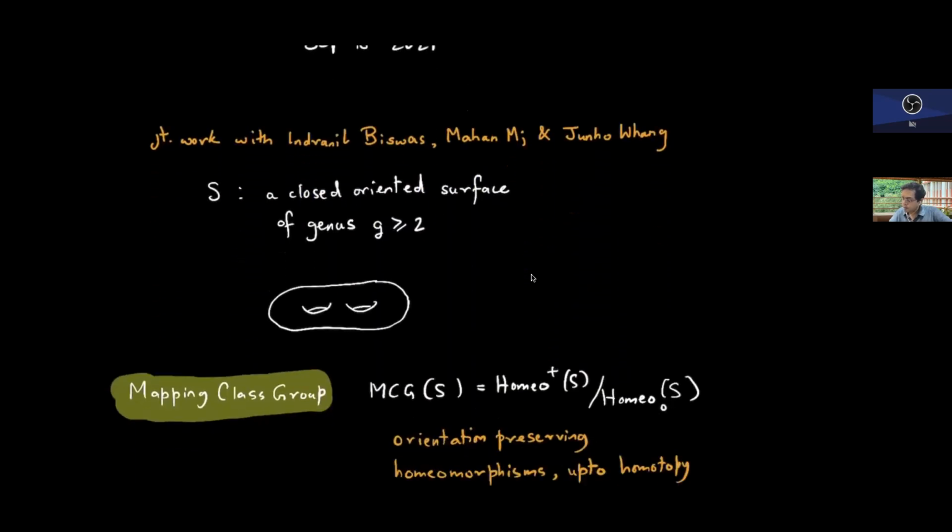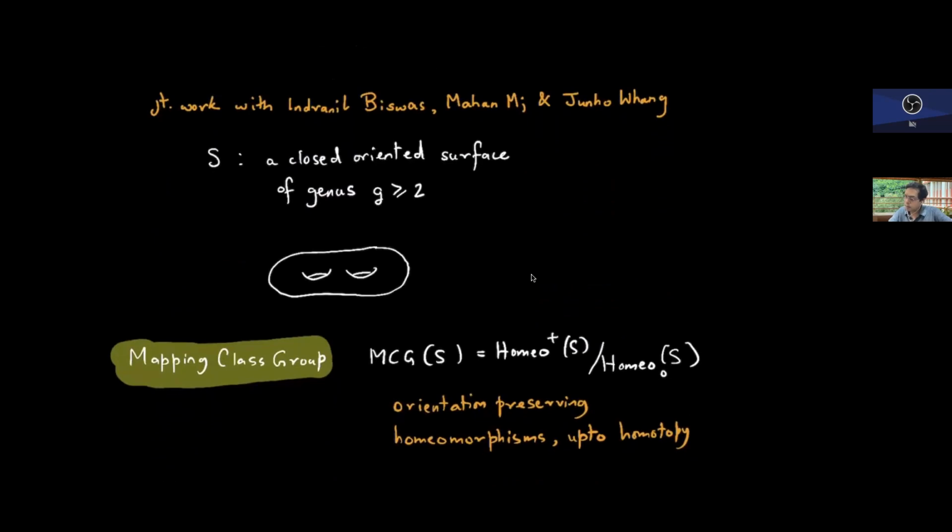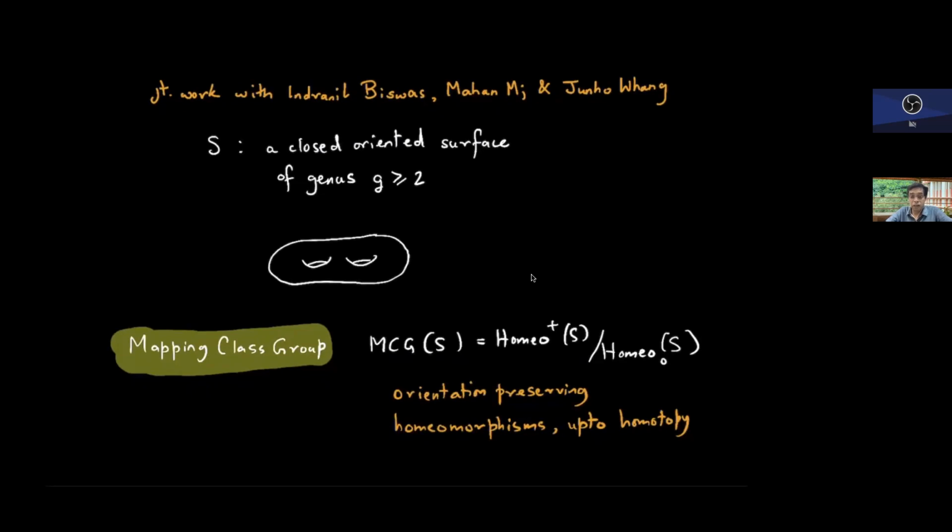mapping class group. By the way, I should also mention this is joint work. At least the main result I'll mention later on is joint work with Indranil, Mahan, and Junho Whang. And also for simplicity, keeping the talk simple, closed surfaces, closed oriented surfaces of genus at least 2, although as we'll see, our theorem is in a slightly more general setup where you allow the surface to have boundary components.